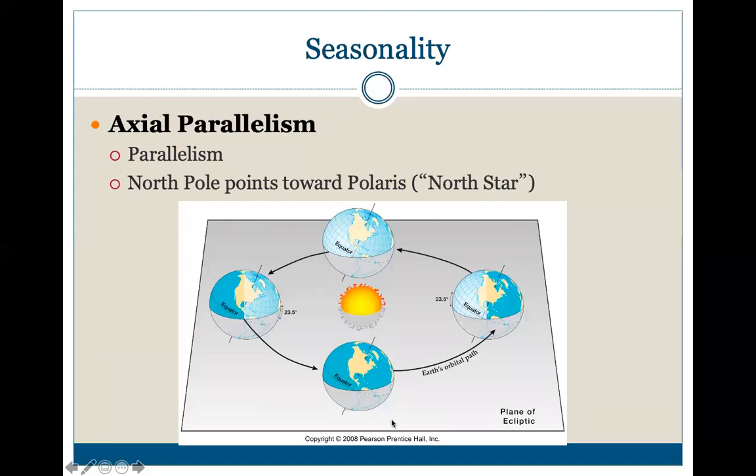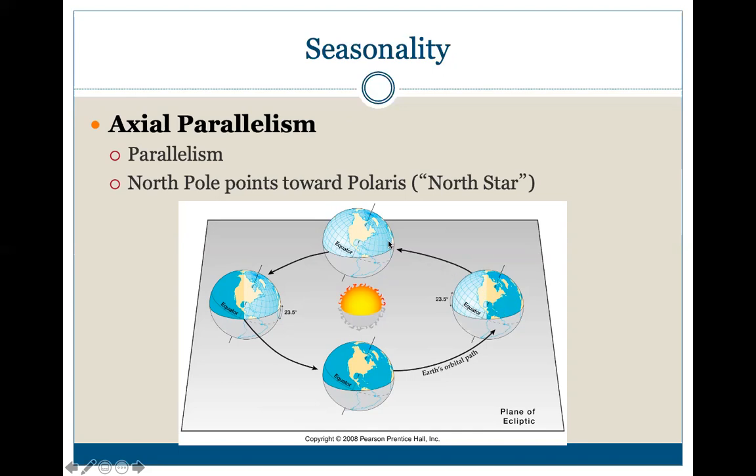Looking at the axis of the Earth, we have axial parallelism, which means that the Earth, as it's rotating around the sun or revolving around the sun, it remains on its rotational axis. It's in a steady state equilibrium. Here's the North Pole, pointing to the North Star. It's staying firm in its axis, and it's going around the sun, remaining on that axis. It's not wobbling around, no, it's staying in this orientation.